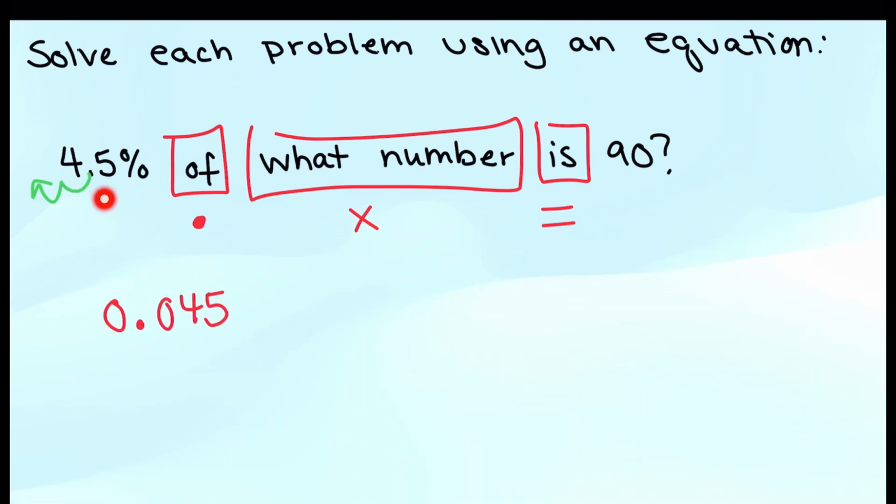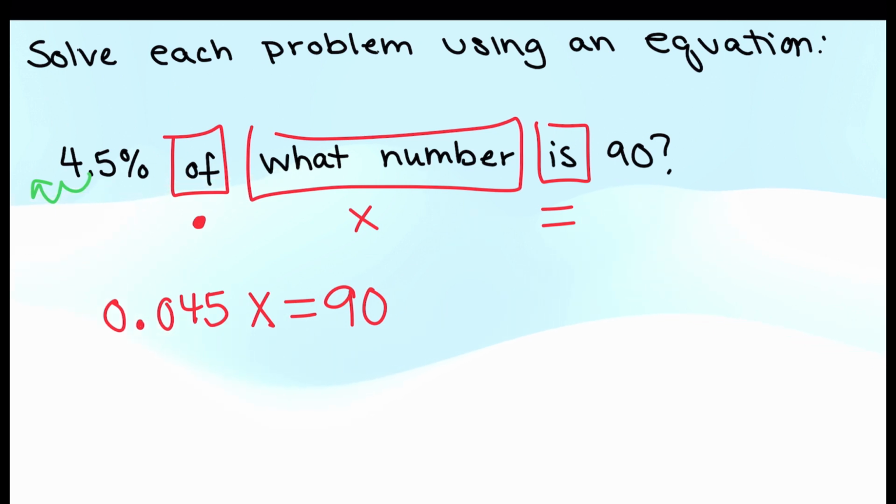I'm going to take 4.5% and convert it into a decimal, so I have to move that decimal 1, 2 places to the left. So 0.045, that's 4.5%. Of means multiply. What is the x? Is, equal sign, 90. 4.5% of what number is 90? And now I have an equation.